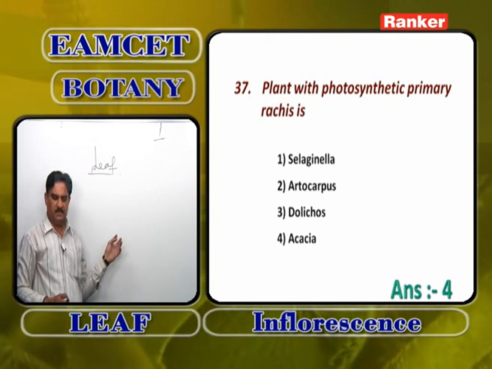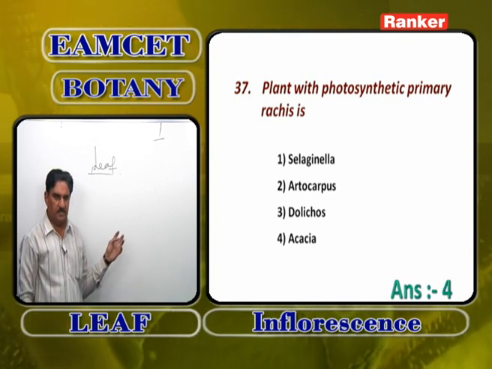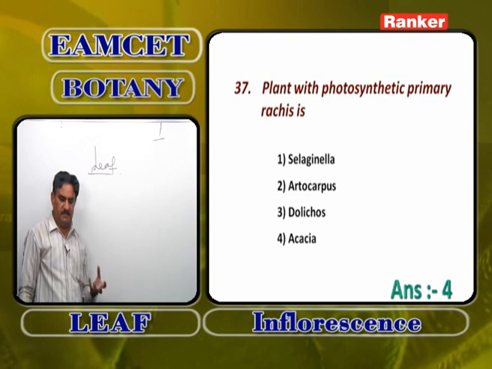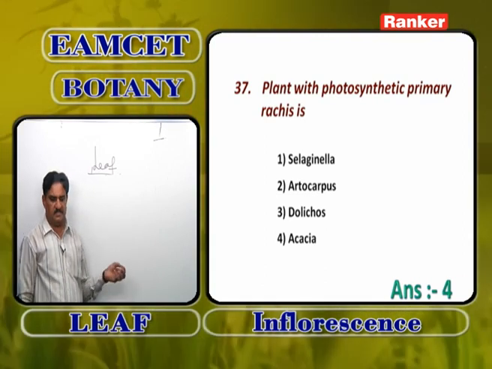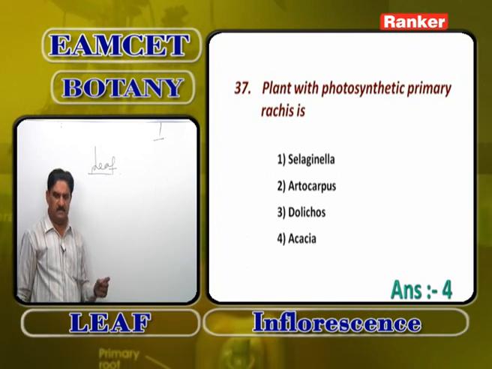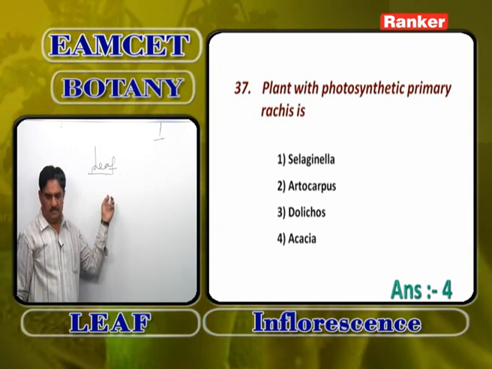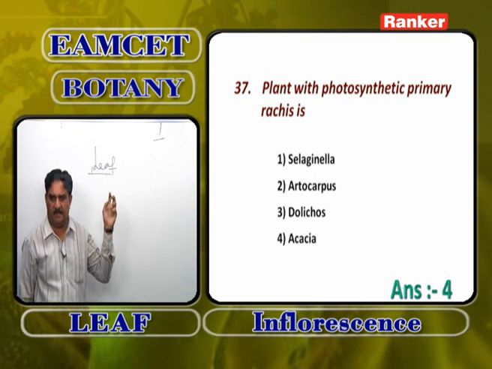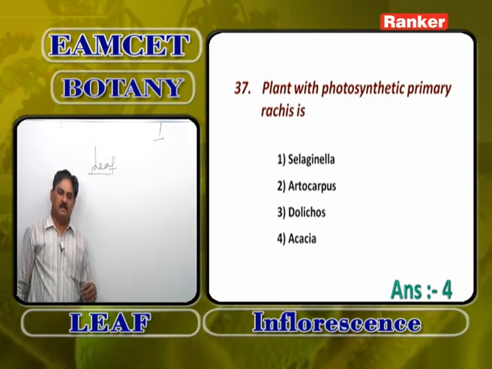Selaginella here is a pteridophytic plant. Artocarpus is a plant with compound fruit, and Acacia is the answer. Dolichos, just now I told, has trifoliately compound leaves. So, the plant with photosynthetic primary rachis is Acacia.